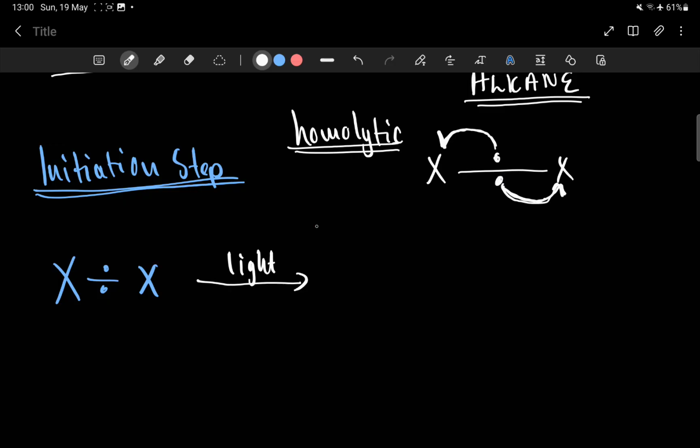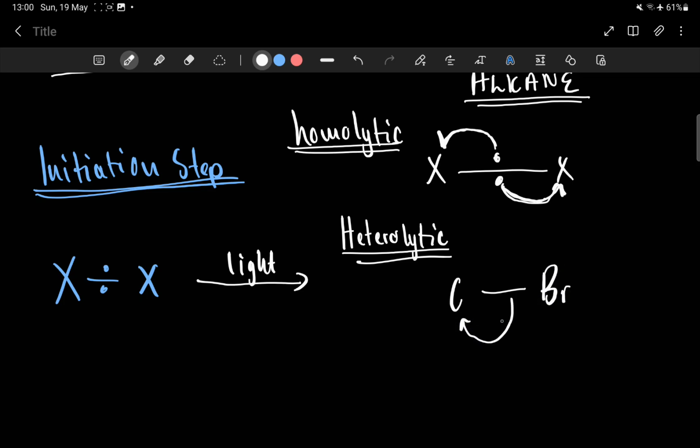Okay, in heterolytic fission, which is every other reaction mechanism you are going to do, it's going to be unfair bond breaking. There's going to be some guy, carbon, bonding with Br or something. Then you're going to see an arrow going like this. What is it saying? It's saying that both electrons are going to one guy. Both of them. Okay? That's what's going to happen.